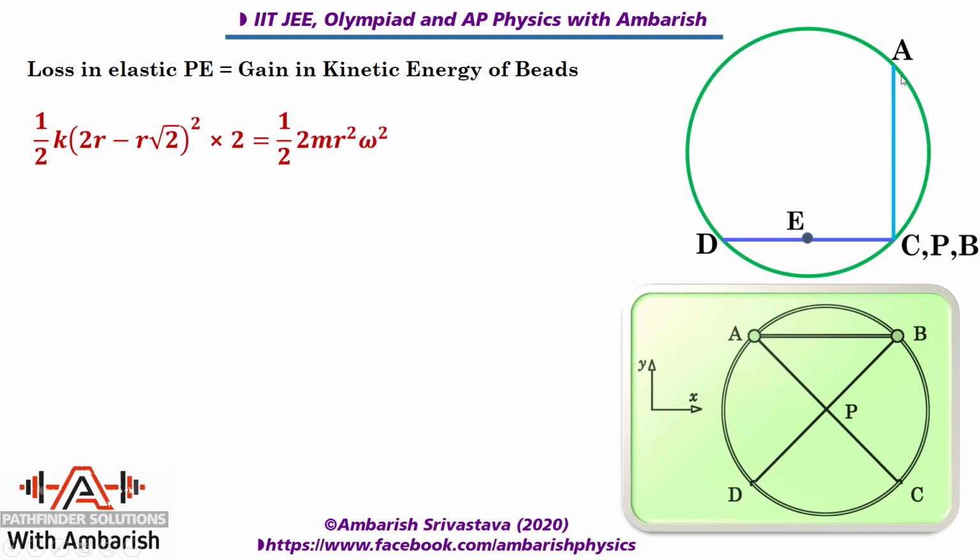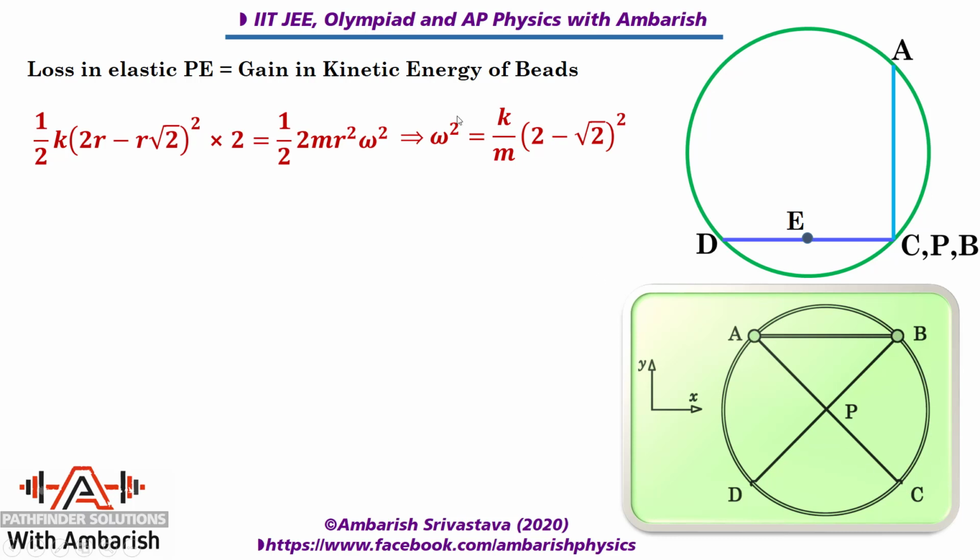They're rotating about the center, and mr square plus mr square is the moment of inertia. So half into 2mr square into omega square is the kinetic energy. This is simple conservation of mechanical energy, and what does that give you? This gives omega square equals k by m into (2 minus root 2) whole squared. So we got omega. Now this is omega of the entire dumbbell AB, which is also the omega of B about O.